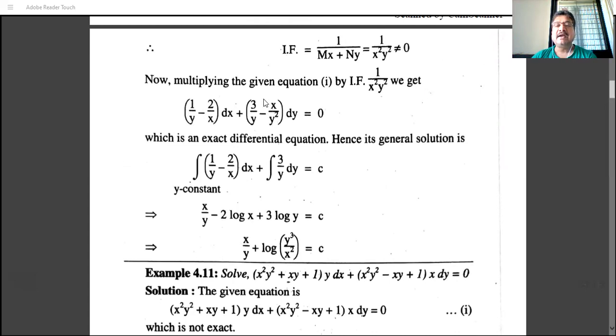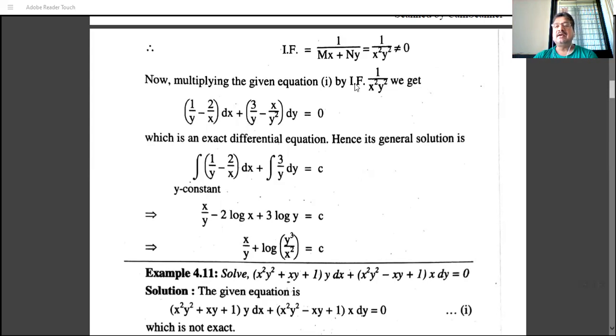And what is dA by n by dA by x? The derivative of 3 by y is 0, minus x by y square. So 1 by y square is constant and the derivative of x is 1. So we have the answer: dA by n by dA by x is minus 1 by y square. So dA by m by dA by y is equal to dA by n by dA by x. But there is no need to check whether this equation is an exact differential equation.